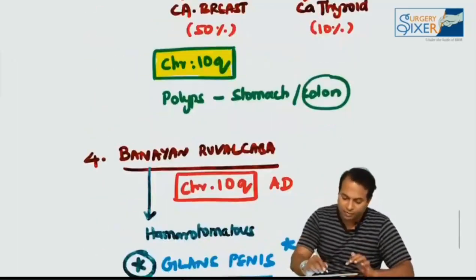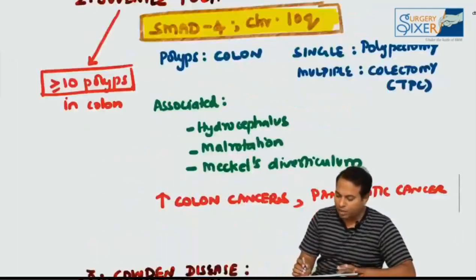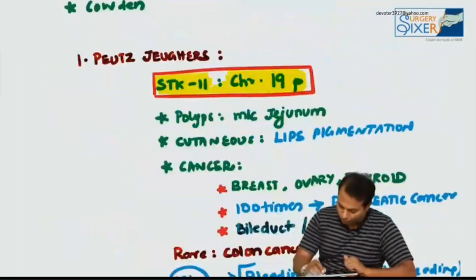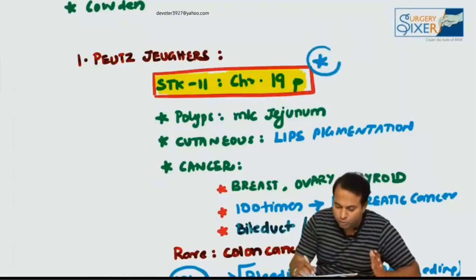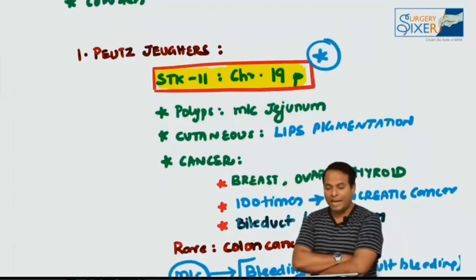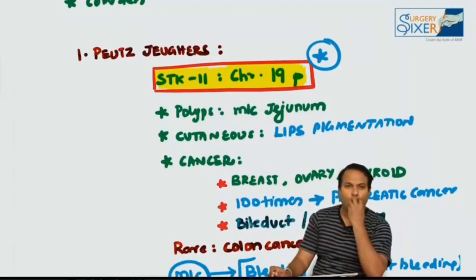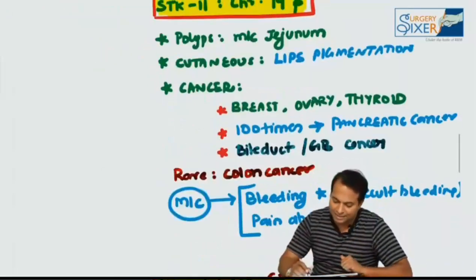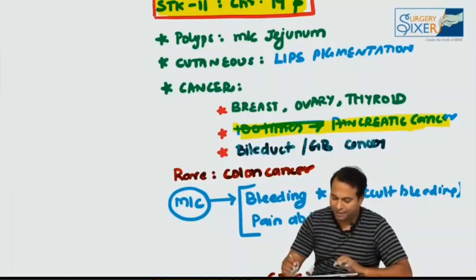So you can understand from the hamartomatous polyposis syndromes I explained, all the syndromes are chromosome 10q mutation except Peutz-Jeghers, which is 19p mutation. Even if you forget other syndromes, don't forget Peutz-Jeghers. Peutz-Jeghers is a mutation in STK11, chromosome 19p. The polyps are most commonly seen in the jejunum. They have oral lip pigmentation. A 100 times risk of pancreatic cancer is seen in these cases. So please don't forget the 100 times risk of pancreatic cancer in Peutz-Jeghers syndrome.